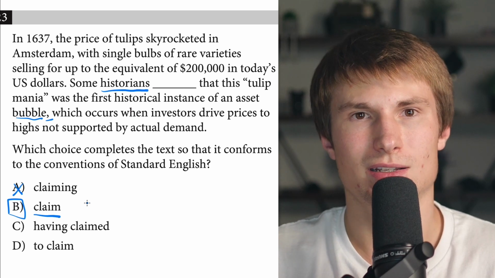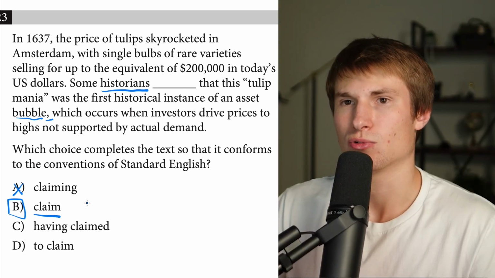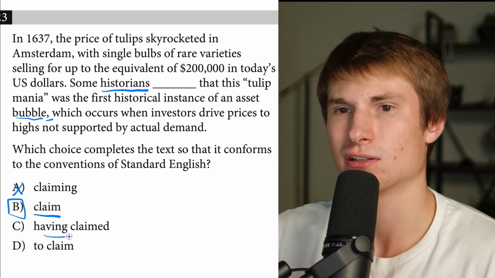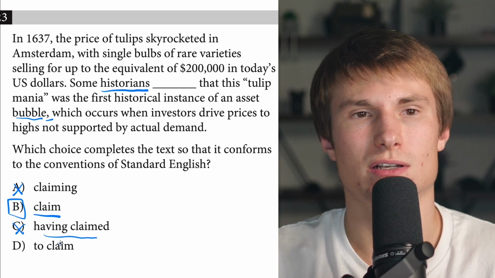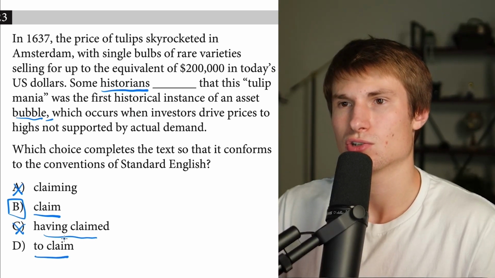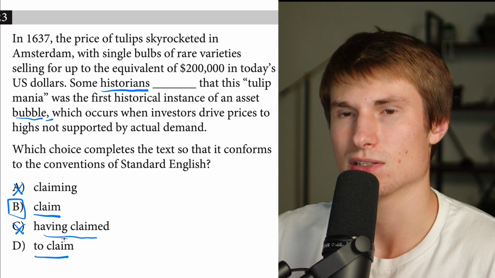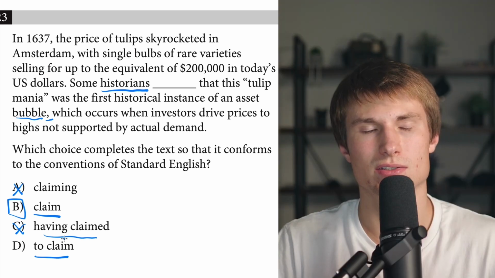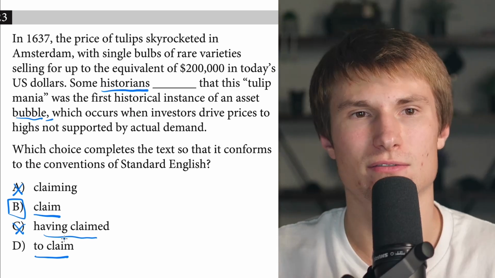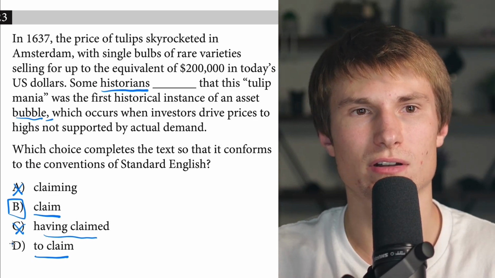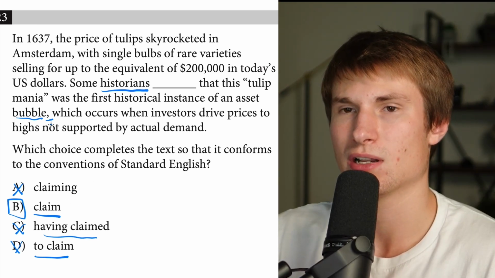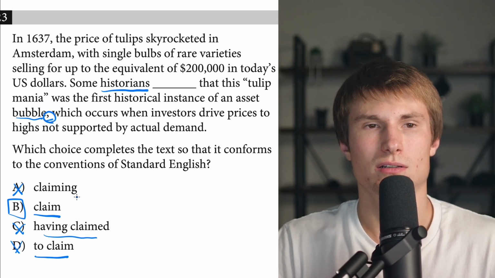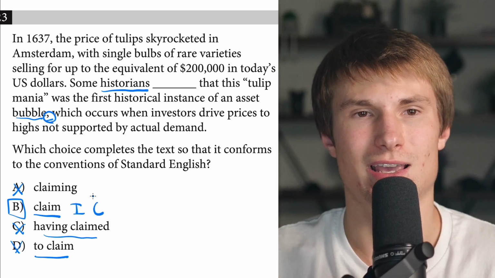We are using a non-finite participle, and this will not complete an independent clause. So if we were to use having claimed, we would not have an independent clause before the comma. Okay, and if we're going to have a sentence, we need to have an independent clause. So we can get rid of option C. If we were to take a look at option D, okay, we would have some historians to claim that this tulip mania was the first historical instance of an asset bubble. Once again, that would not make an independent clause. Okay, to claim there is a non-finite infinitive. So we can get rid of D because once again, we would not have an independent clause. The only option out of A, B, C, and D that would give us an independent clause prior to this comma right here, okay, is option B because it provides a finite verb.